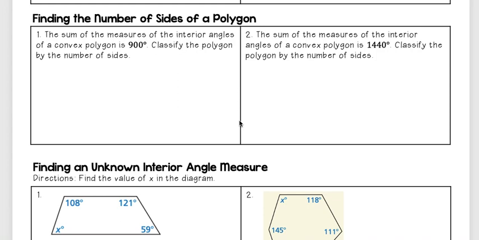So now we're looking at finding the number of sides of a polygon. For number 1, it says the sum of the measures of the interior angles of a convex polygon is 900 degrees. Classify the polygon by the number of sides.